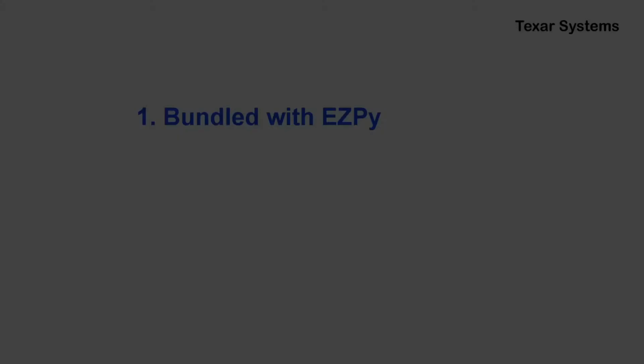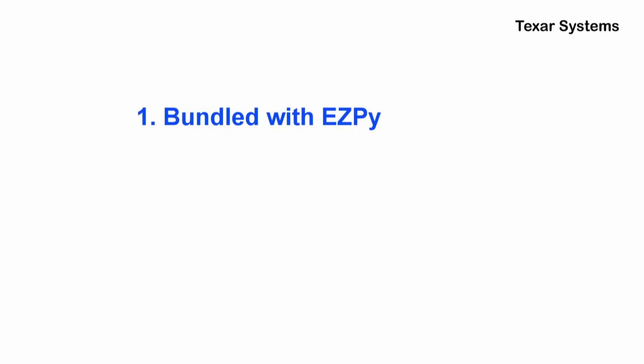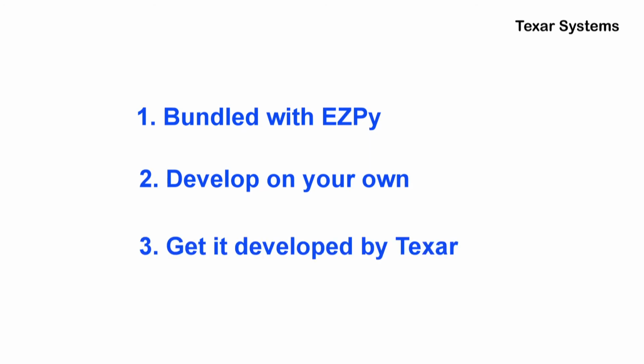Eval types are again defined in Python, and they also have a well-defined structure. So where do they come from? The common eval types are bundled along with the EZPy download, so they are available for users. Second, the users familiar with Python programming language can develop the eval types on their own. The third option is to get it developed by Texar for a fee.